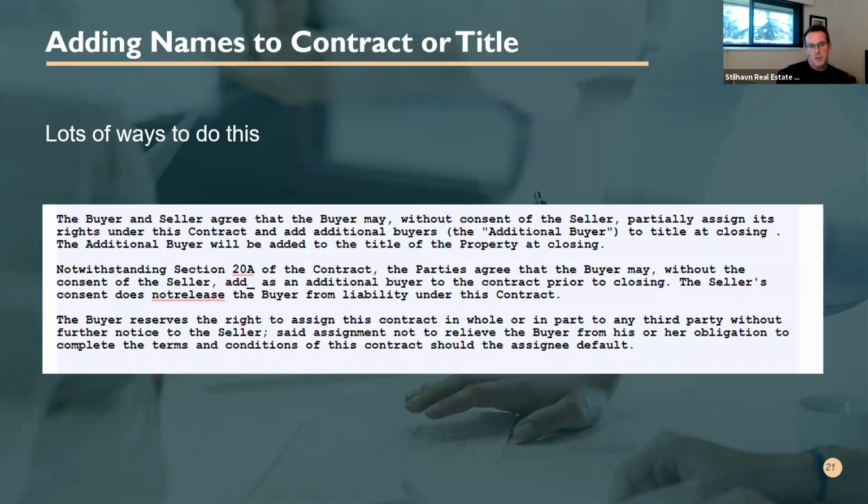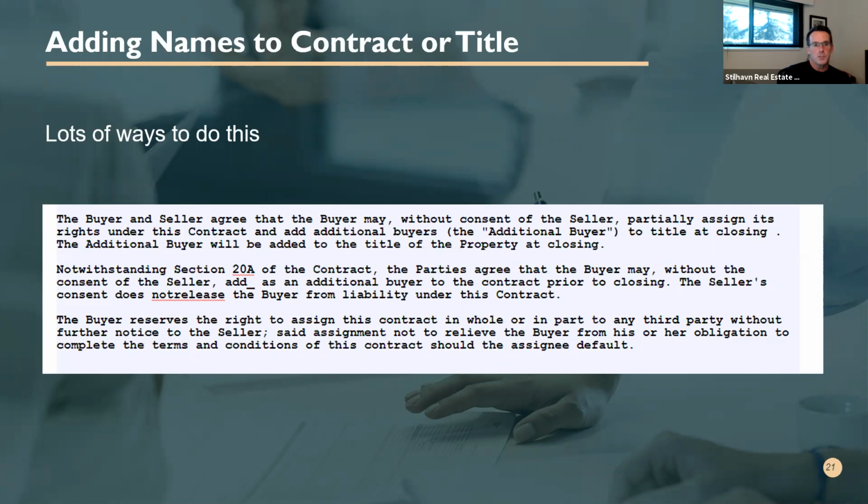And then again, just for fun, we talk about it as assignments, adding names to the contract or title. There's lots of different versions of these clauses. You obviously wouldn't use all three. I just put sort of three of the more common ones. So the buyer and seller agree that the buyer may, without consent of the seller, partially assign its rights under this contract and add additional buyers to title on closing. The additional buyer will be added to title of the property on closing.